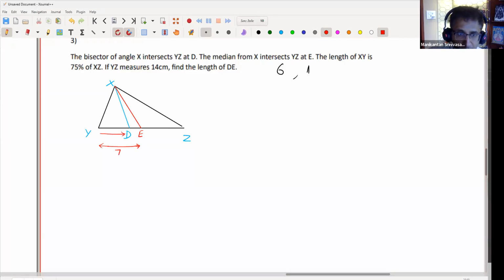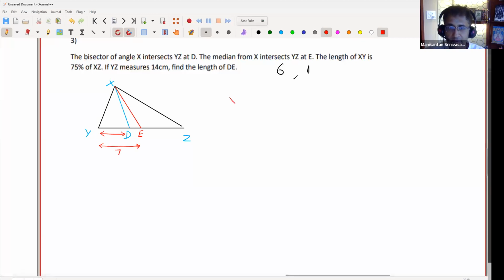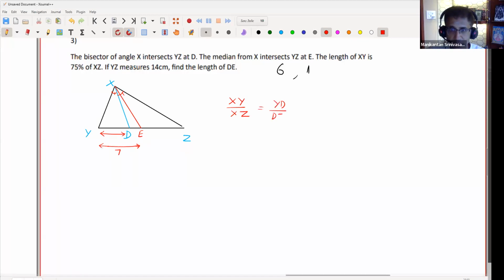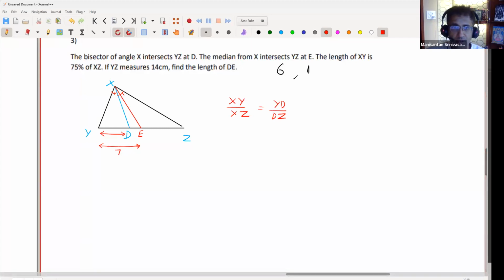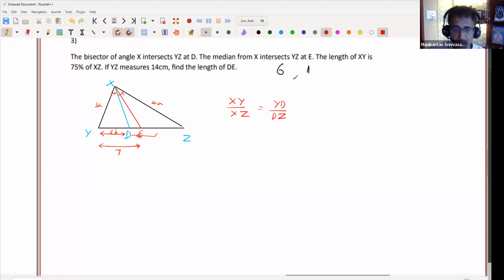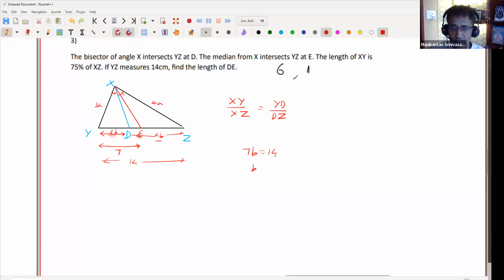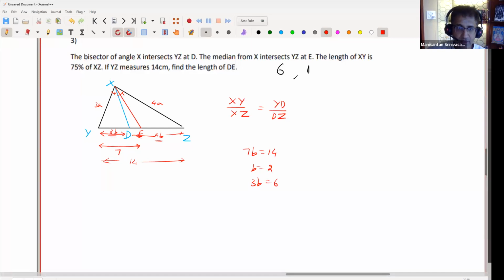Now YD, we have to calculate, right? In an angle bisector, we have this property: XY upon XZ is equal to YD upon DZ. So we know this is given to be 3:4. So let's say this is some 3A, this is some 4A, which will mean this is some 3B and this is some 4B. The ratio will be 3:4. But we know the total at the bottom is 14. Therefore, 3B and 4B is 7 parts. So 7B is 14, which means B is 2, which means 3B is 6. So this portion is 6.